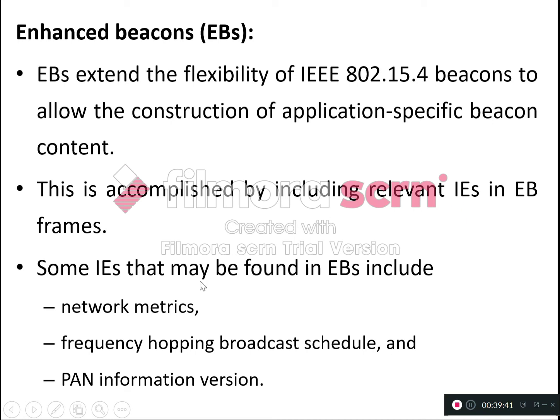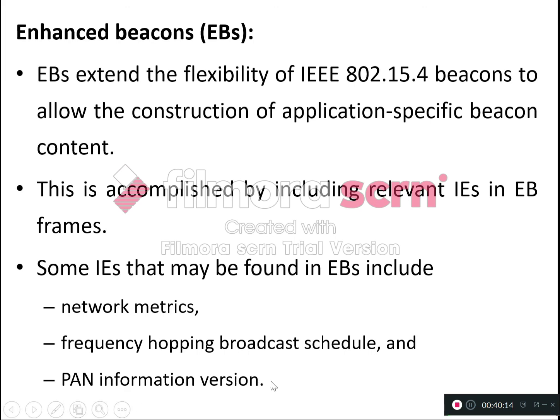Some of the information elements that may be found in enhanced beacons include network metrics, frequency hopping, broadcast schedule, and PAN information version. So these are the contents of the information elements: the metrics of the network, the frequency hopping, the broadcast schedule. So how the frequency should be distributed among different channels, and also the PAN information version.